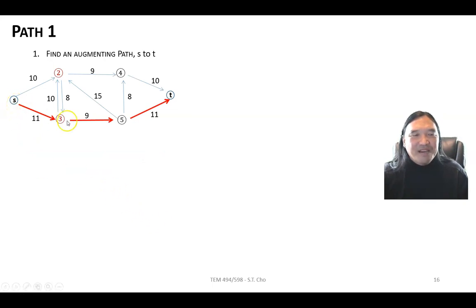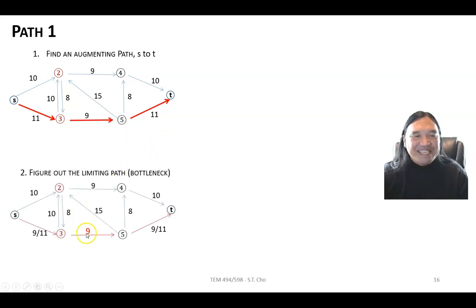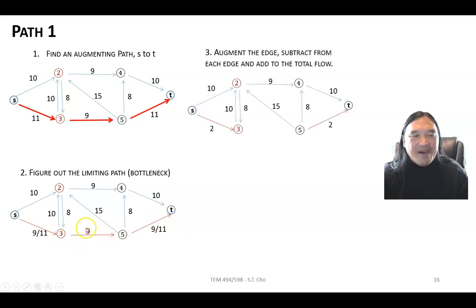Here's my map. I'm going to go from S to T, which is 11, 9, and 11. Well, where's my bottleneck? My bottleneck is here. 9 is the lowest value in this. So I can flow 9 through here, 9 through here, 9 through here. And now I add it all up.